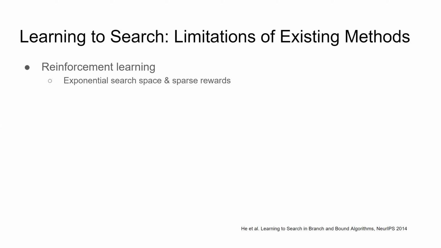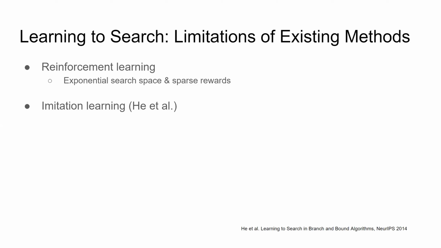And also we might face the sparse rewards problem, meaning that we might need to make a long sequence of decisions about assigning integer variables until we find a feasible solution. Only then can we get feedback on how good the objective we found is. And reinforcement learning is notoriously sample inefficient in the sparse reward domain.